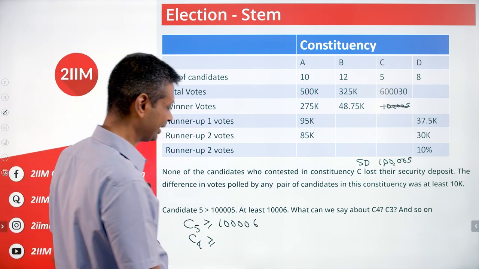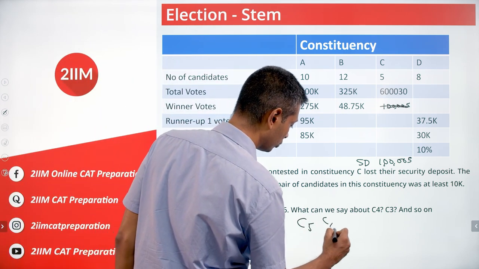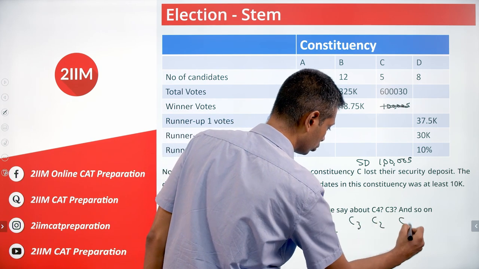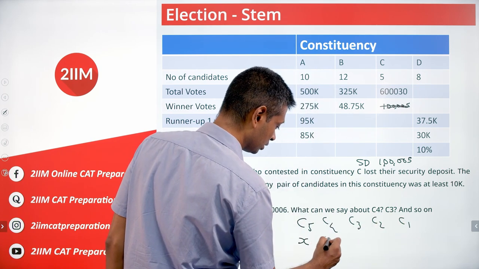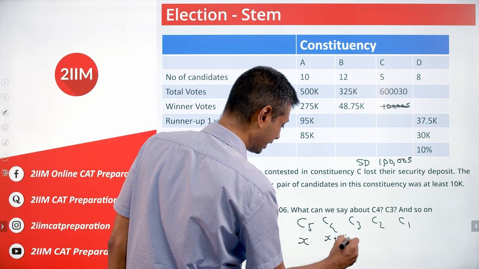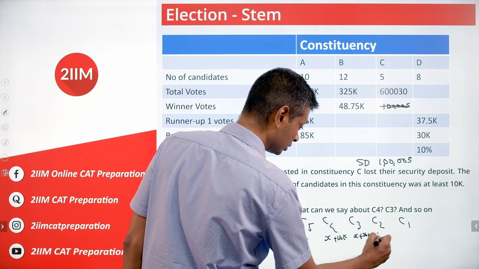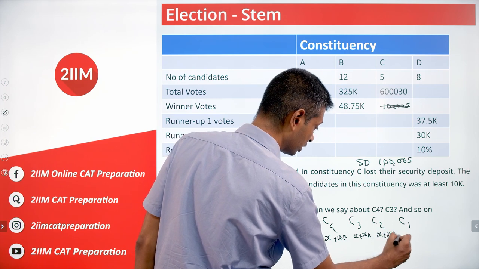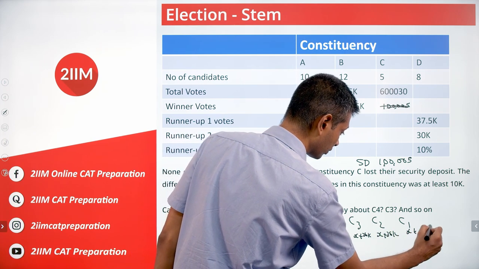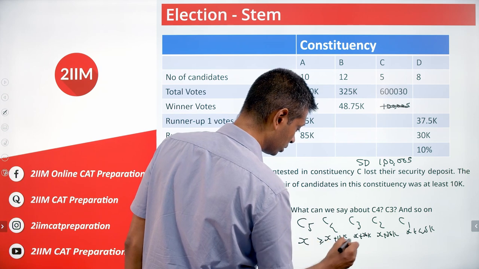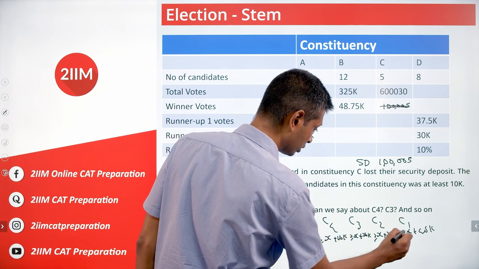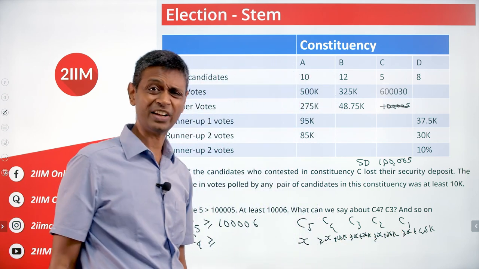So if I write this like C5, C4, C3, C2, C1, this is X. This is X plus 10K, at least. This is X plus 20K, at least. This is X plus 30K, at least. This is X plus 40K, at least. So each of them is greater than or equal to this, greater than or equal to this, greater than or equal to this, greater than or equal to this. I find that very fascinating.